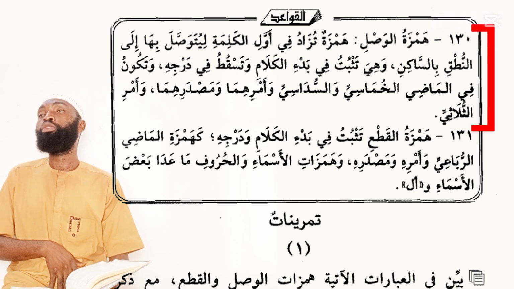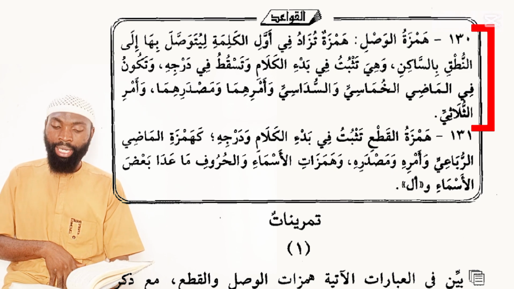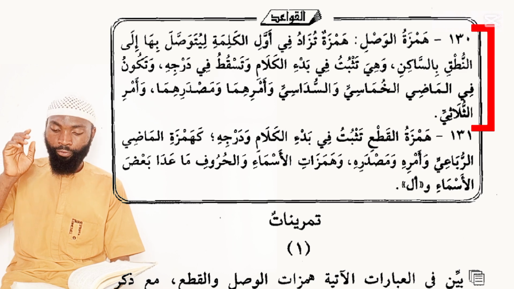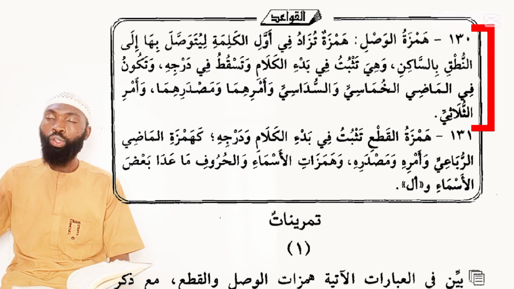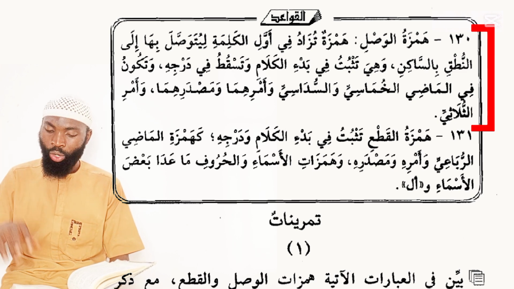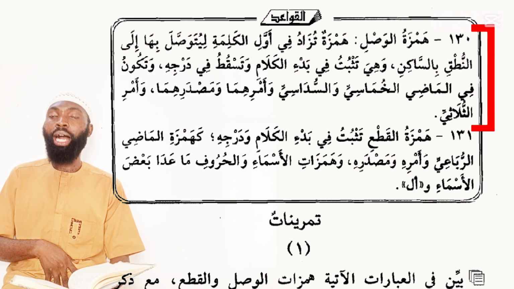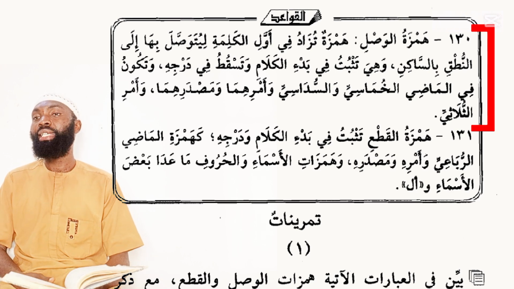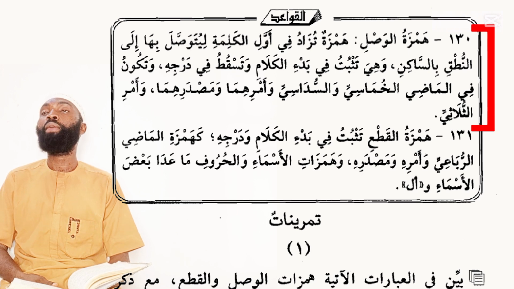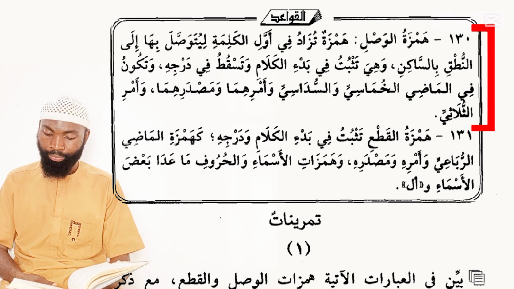وَتَكُونُ فِي الْمَاضِي الْخُمَاسِي, this type of hamza appears in the past tense of 5-letter verbs, and 6-letter verbs. Wa amrihima, their command tenses. Wa masdarihima, their verbal nouns. Wa amri thulathi, and it also appears in the command tense of the triliteral verb.